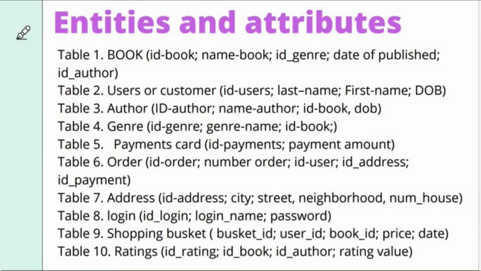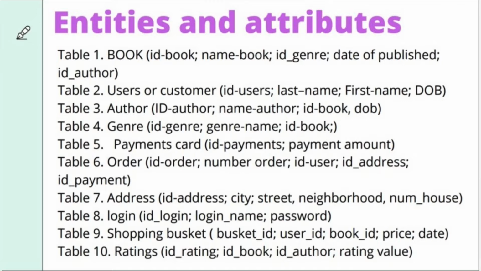Next slide, entities and attributes. So the first table is book. It includes ID book, name book, ID genre as a foreign key, date of published, and ID author as a foreign key. The second table is users or customers. It contains ID users, last name, first name, and date of birth. Table 3 is author. It contains ID author, name, ID book, and date of birth. Table 4 is genre. It contains ID genre, genre name, and ID book.